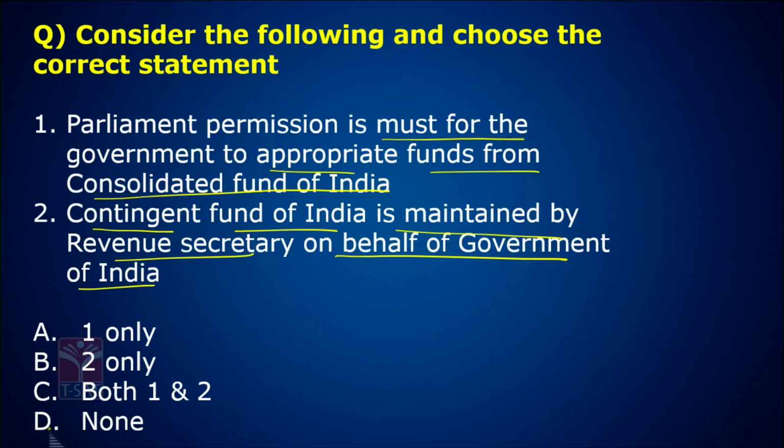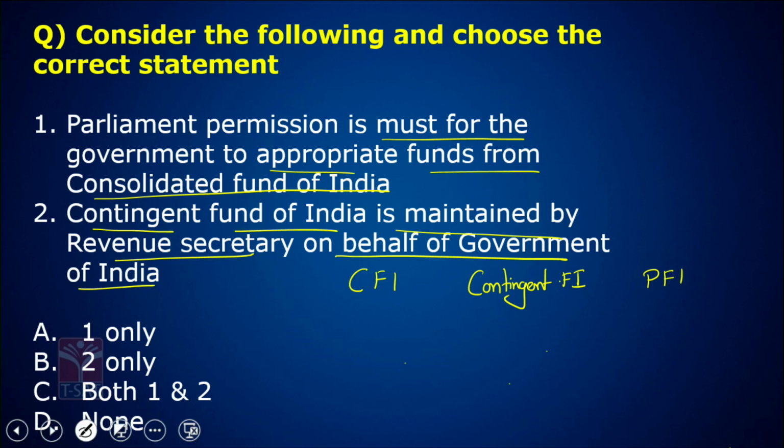Look at the screen. See, there are three types of funds. The first type of fund is called Consolidated Fund of India. The second type of fund is called Contingent Fund of India. And the third type of fund is called Public Fund of India. Now, all these three types of funds are maintained by the government.